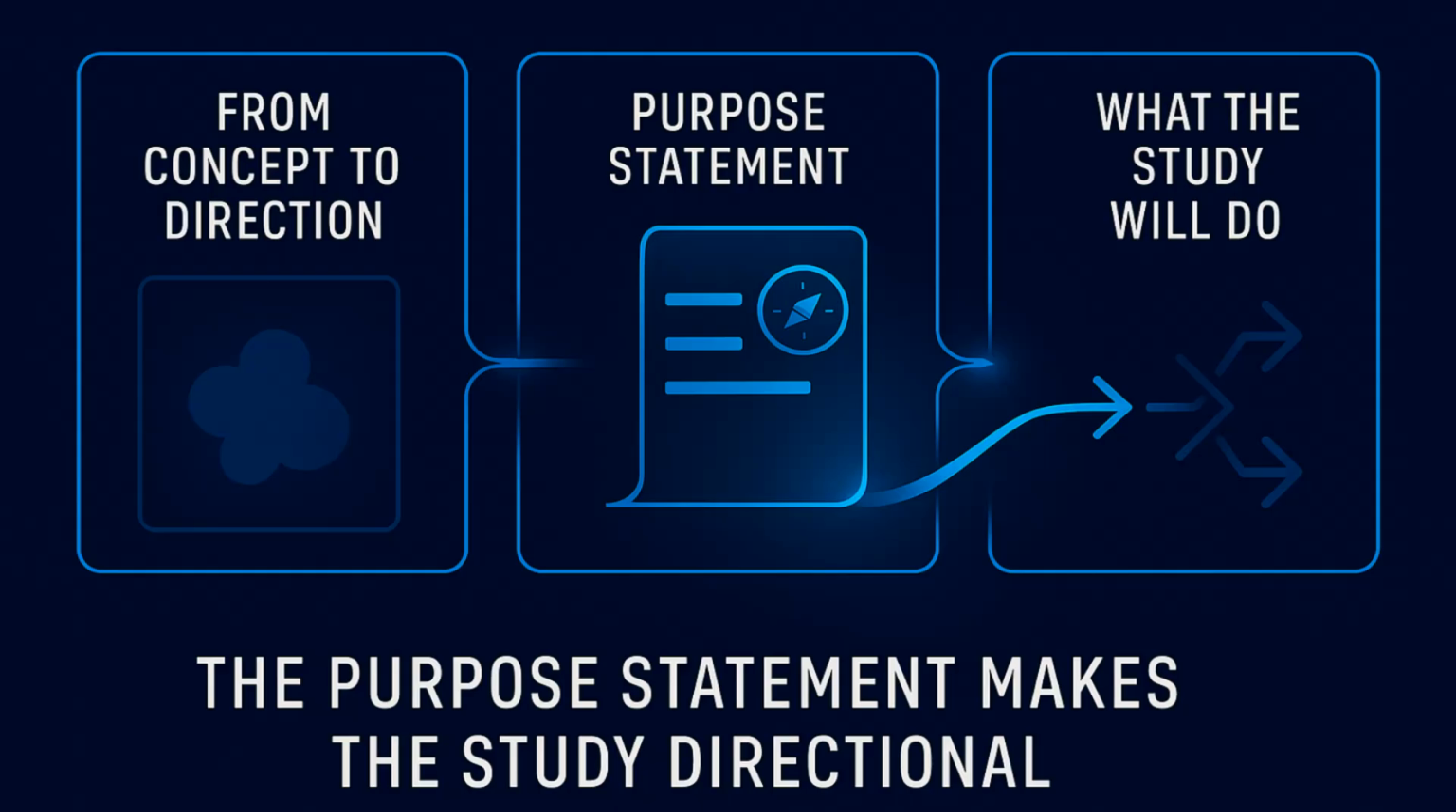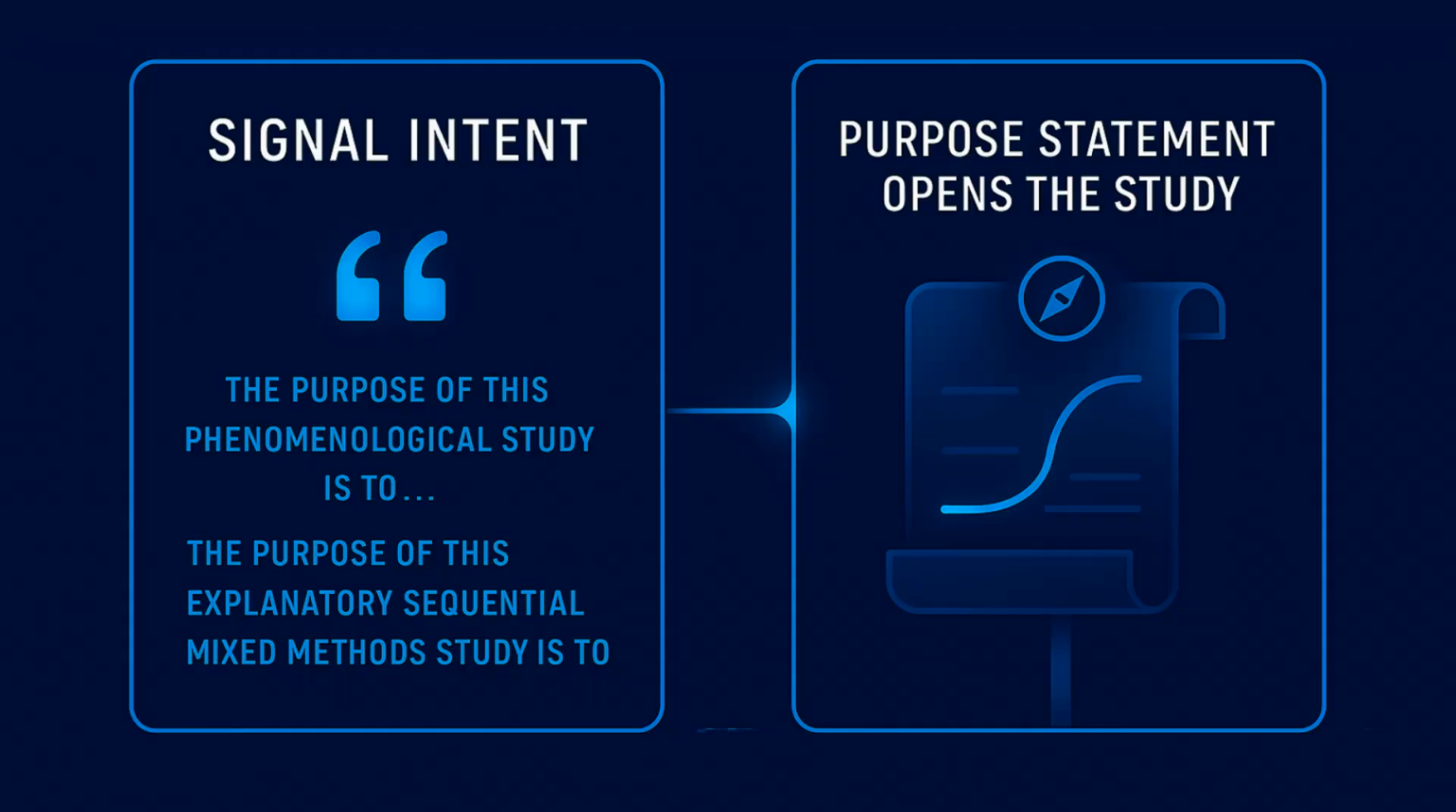The purpose statement is the moment where the study stops being conceptual and becomes directional. It is where you declare, clearly and directly, what the study will actually do. A purpose statement always begins with a phrase that signals the intent of the study. You open with a line such as, "The purpose of this phenomenological study is to," or "The purpose of this explanatory sequential mixed method study is to."